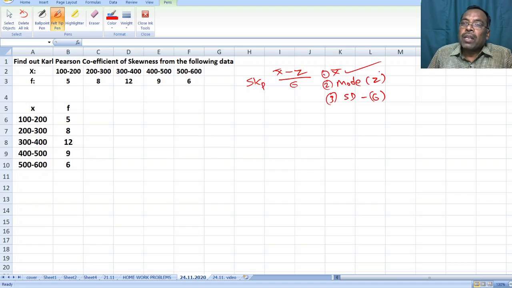Arithmetic mean and mode belong to measures of central tendency.